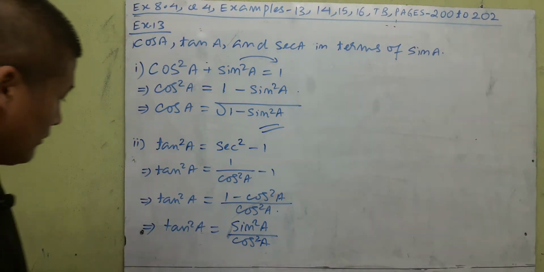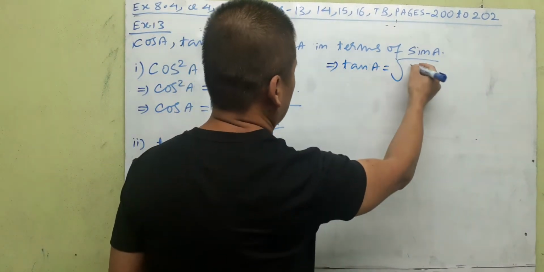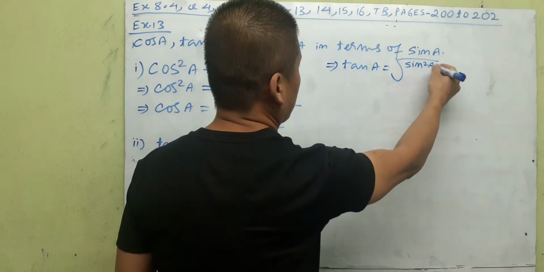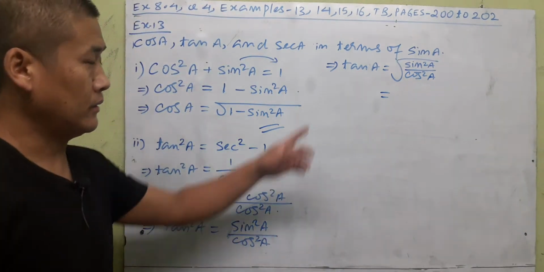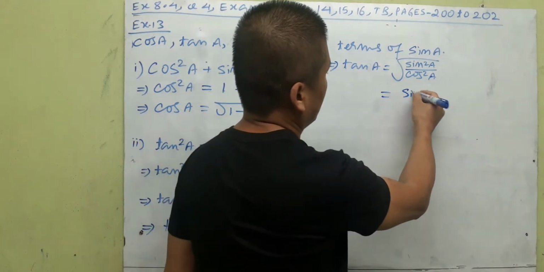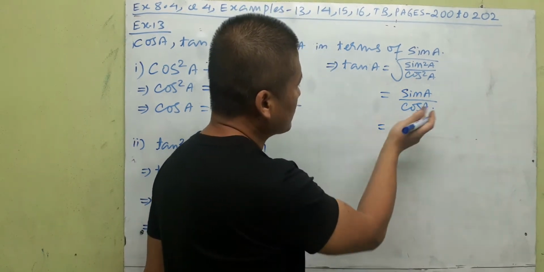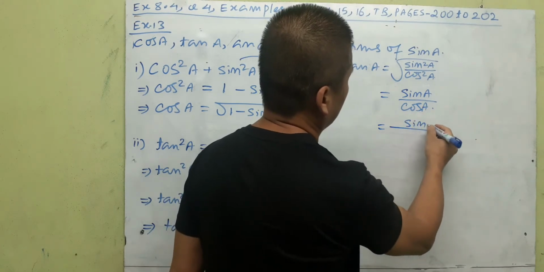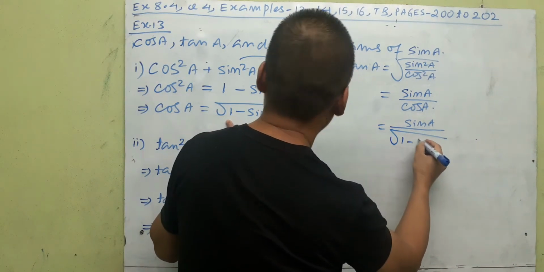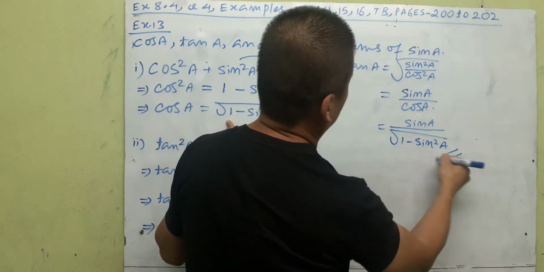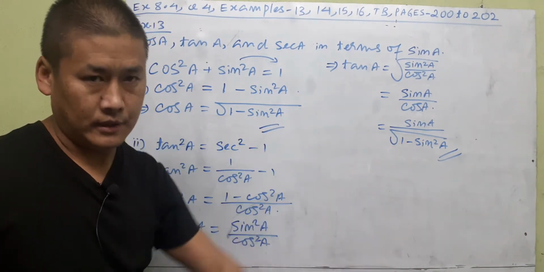Now that implies tan A will be root over sin square A by cos square A. Then sin square A can come out of the root as sin A by cos A. Everything has to be expressed in terms of sine, and we found cos A to be root over 1 minus sin square A. So every value of tan A has been expressed in the form of sin: sin A by root over 1 minus sin square A is the answer.